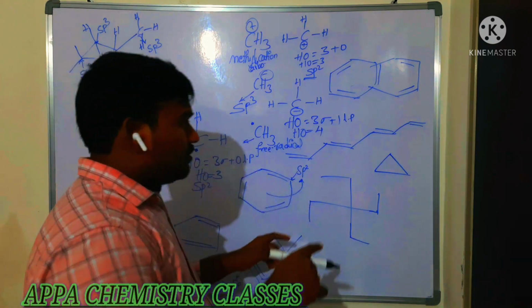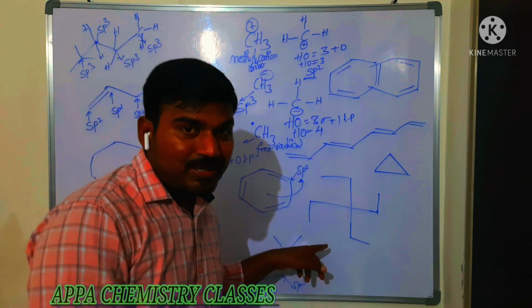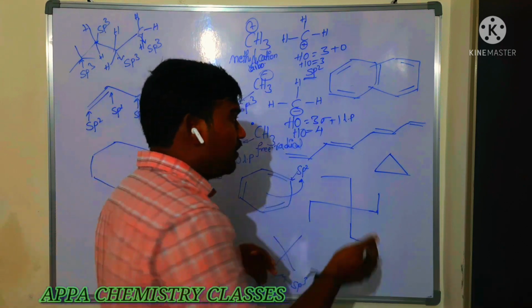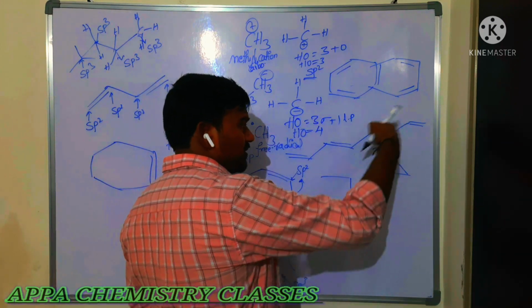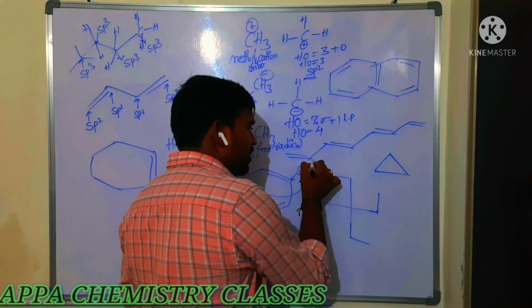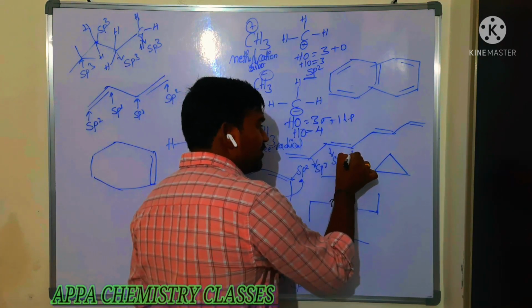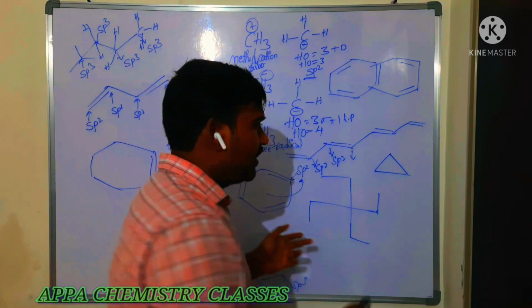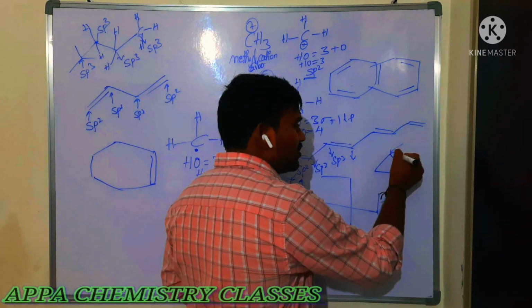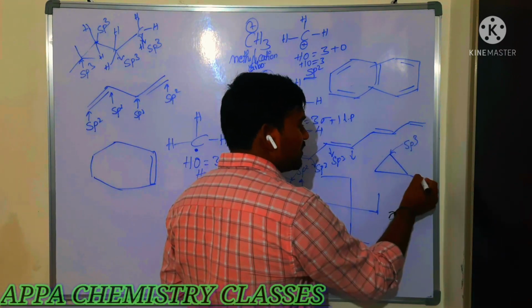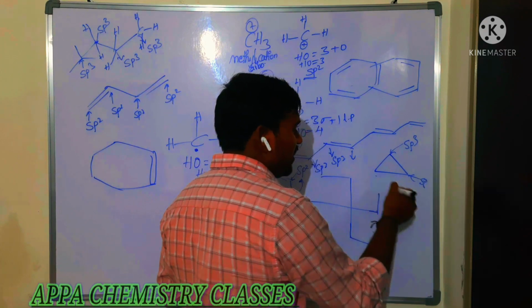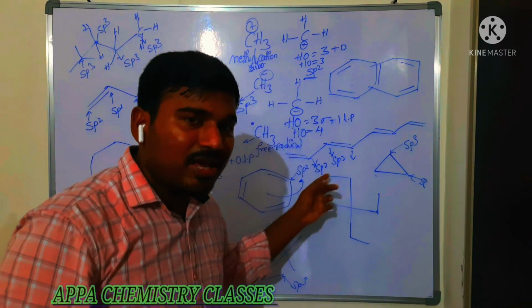So are you going to do all these examples on your own? You can do it in steps. So you can do sp2. It is also sp2, all will be sp2. In cyclopropane, all are sp3. In swastik, all are sp3.